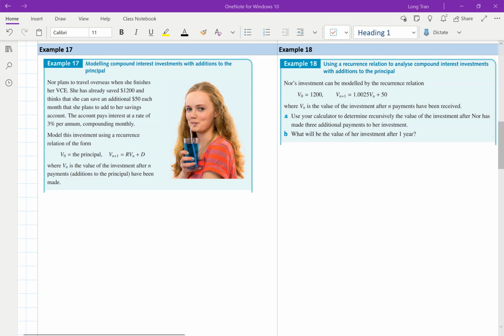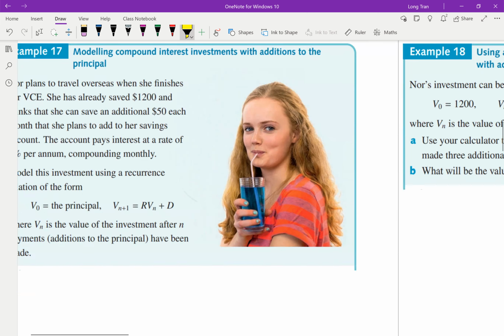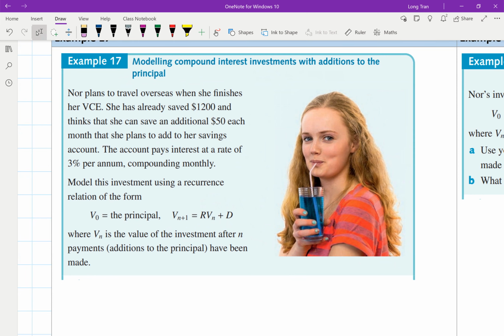Hey there, you 12s. Here we're going to be looking at how to model compound interest with additional payments. Unlike the other exercises you would have done, investments where you get a certain payment back, in this case it's additional payments that you make to the principal. So let's have a look at this example here.